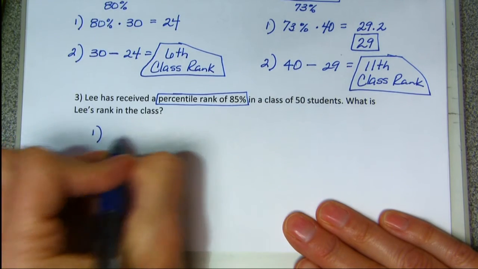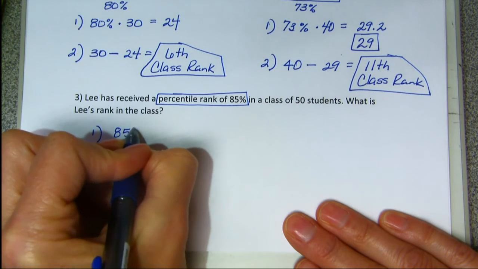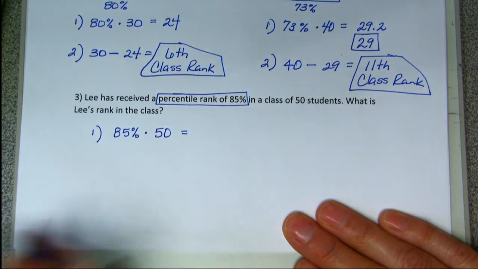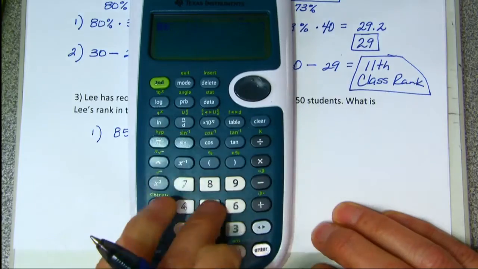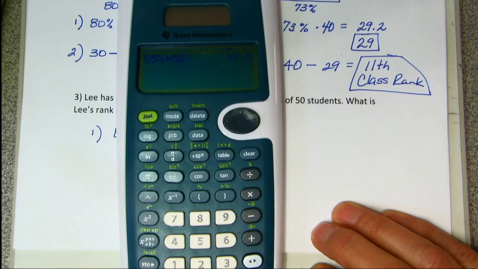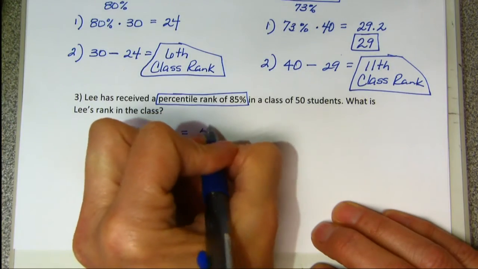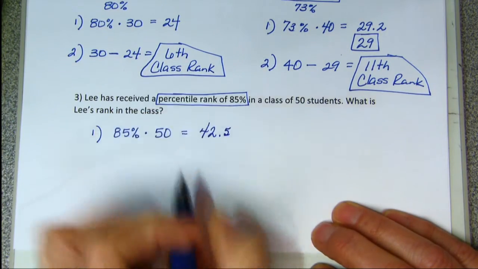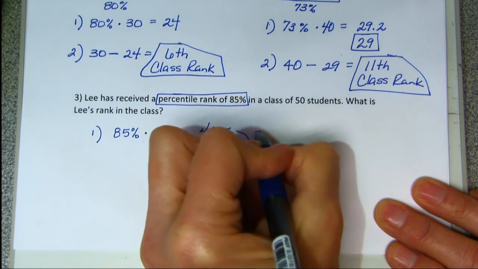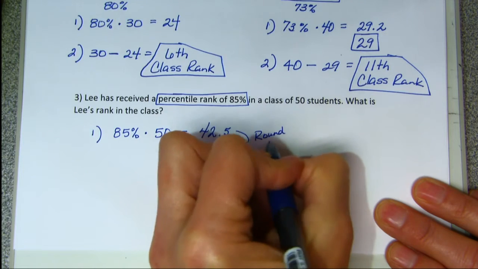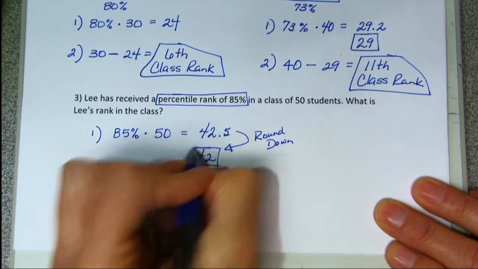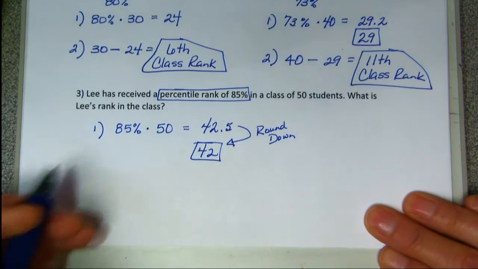So step one tells me to take the percent times the number in the class, 85% times 50, I get 42.5. Now this is where normal rounding rules would tell me to round that to 43, but the rule tells me round down. We do not follow normal rounding rules. So we're going to use 42. Be careful of that. That's kind of a catch.